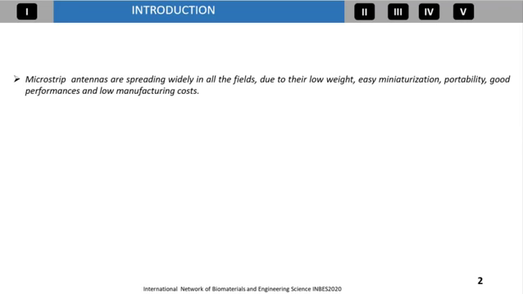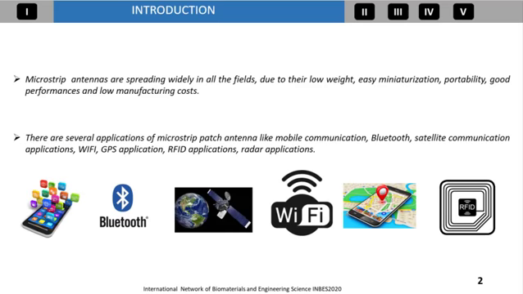Recently, microstrip antennas are spreading widely in all the fields due to their low weight, easy miniaturization, portability, good performances, and low manufacturing costs. This kind of antenna is used in different applications like mobile communication, Bluetooth, satellite communication, and so on.